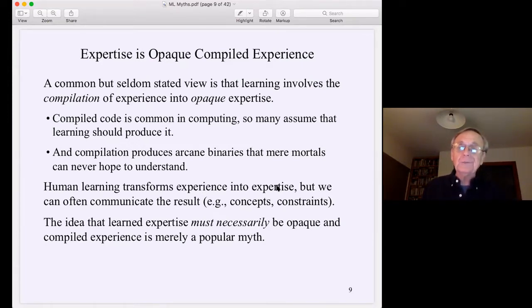But of course, human learning, although it also transforms experience into expertise, doesn't always do this. There are cases where human learning seems to produce some kind of compiled code, but often it's not. Often we can communicate the results. We acquire concepts, we learn constraints that we can pass on to others. And so this idea that learned expertise must necessarily be opaque, and must necessarily be compiled experience, that's just a popular myth.